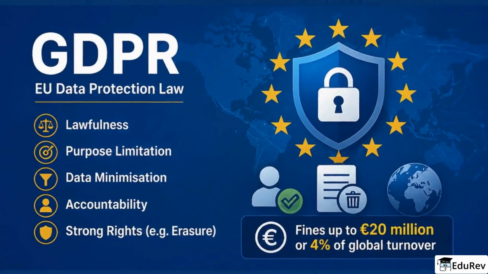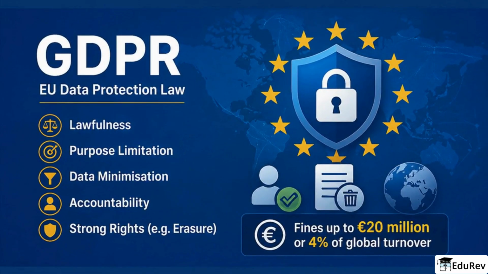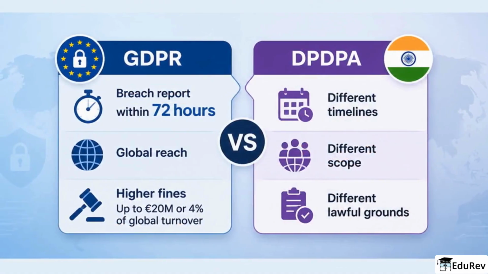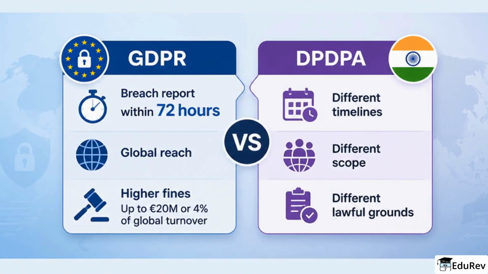GDPR is an EU regulation with extraterritorial reach that emphasizes lawfulness, purpose limitation, data minimization, accountability, and strong rights such as erasure, with fines up to 20 million euro or 4% of global turnover. Key CLAT differences to remember are that GDPR requires breach reporting within 72 hours and uses a higher global fine model, while DPDPA differs on timelines, scope, and some lawful processing grounds. These are common comparison questions.